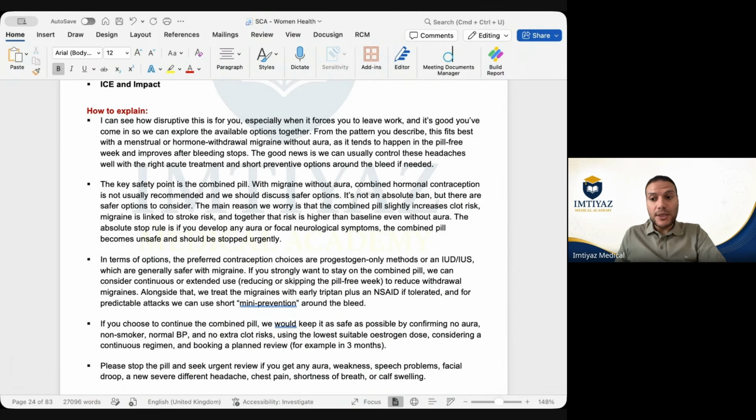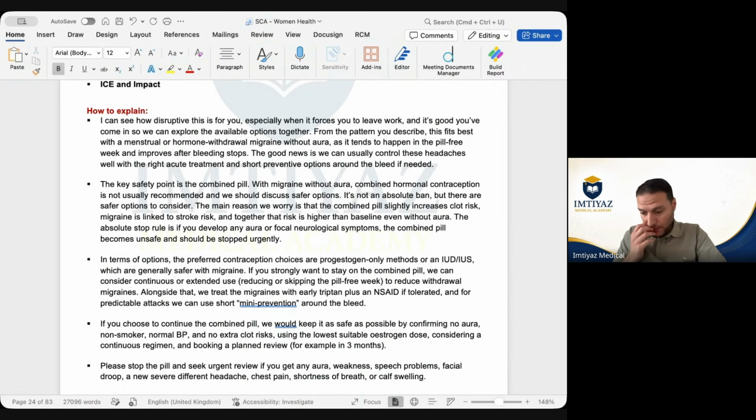So the best option here is to stop your combined tablets and switch to something else, because we don't like to give combined tablets if someone has migraine, because it can increase the risk of strokes and blood clots. It is not an absolute contraindication in your case because you don't have aura, but we prefer not to give it for a long time. Does that make sense? Are you happy to try different options?